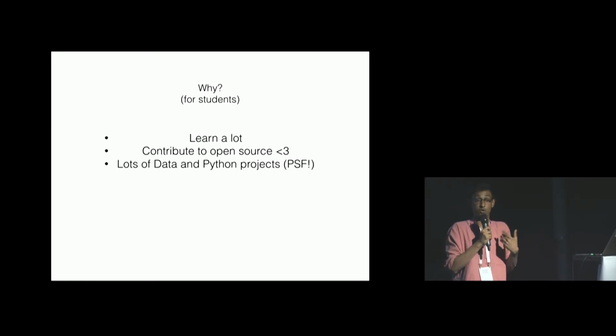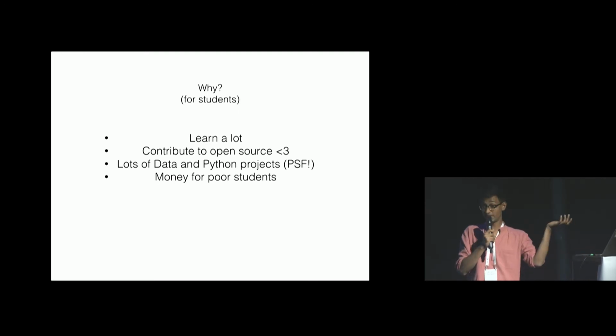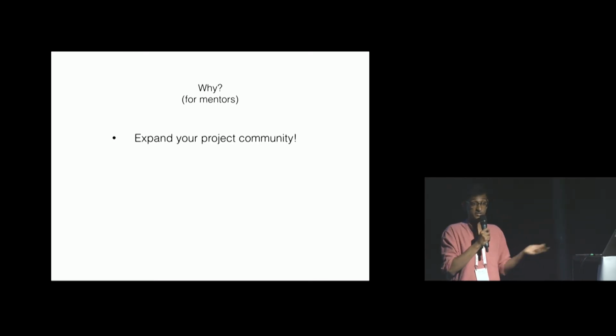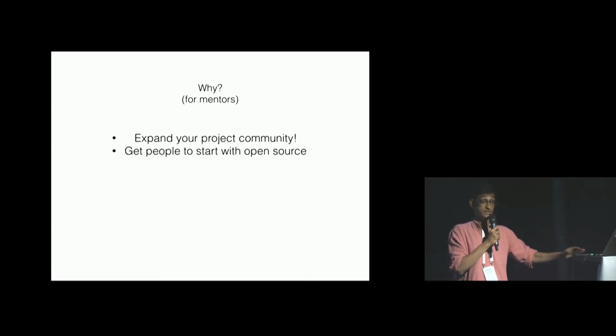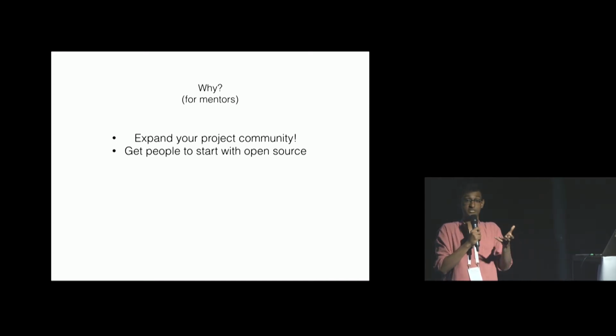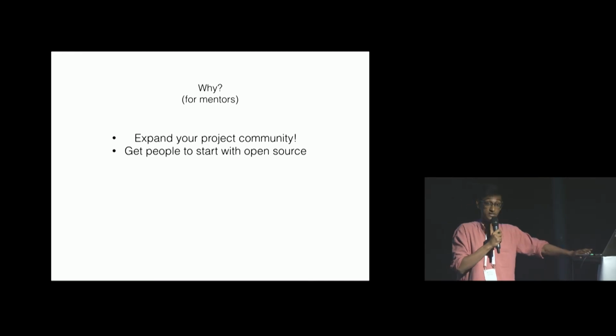So if you already contribute to open source Python organizations, you should check if they ever took part in Google Summer of Code. And you get money, and since students are poor, it's always good for us. And for mentors, why is it useful? Because you expand your project community. You get students to start contributing to your communities. You get people to start with open source. I think it's really important for everyone to give back to the community, especially given how much it's done for us. And for students, it's awesome because you start early.